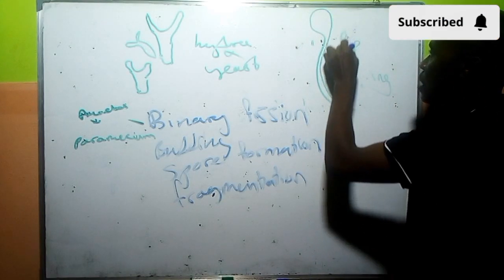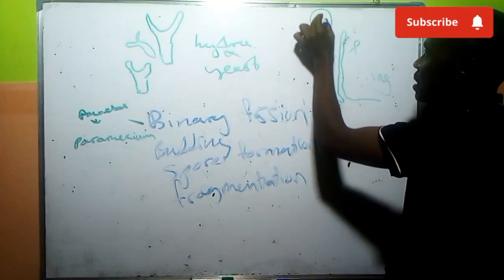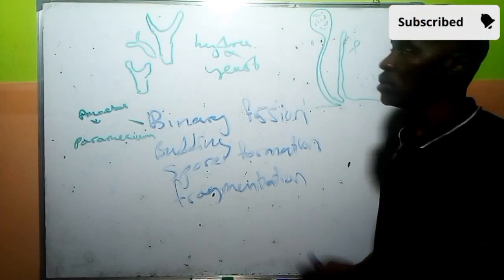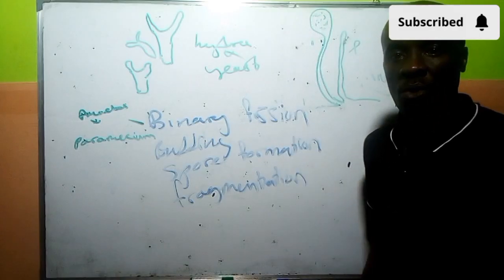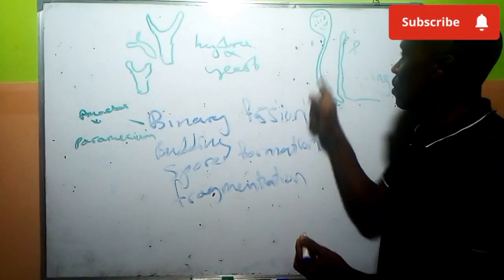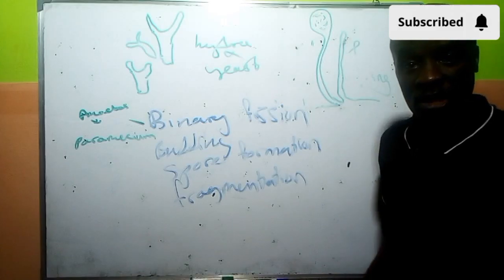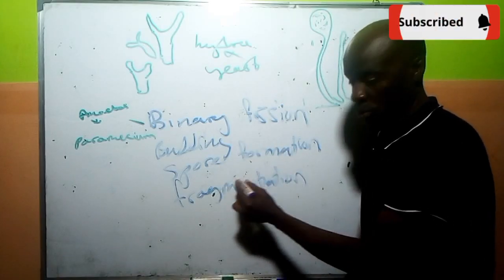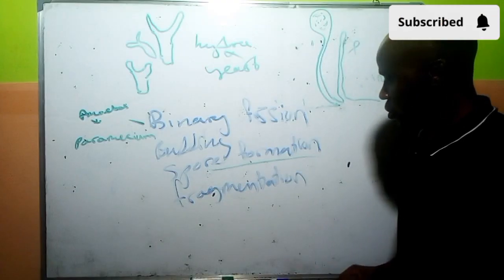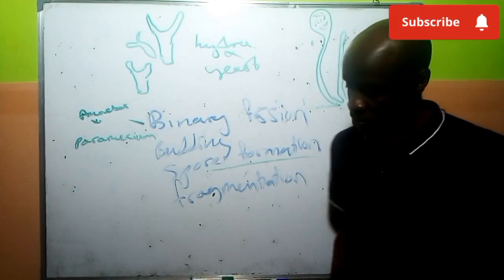So as they grow like this, inside there they will have some spores. After some time, this will burst open. The spores will then go and germinate in some other places. This type of asexual reproduction is what we call spore formation.